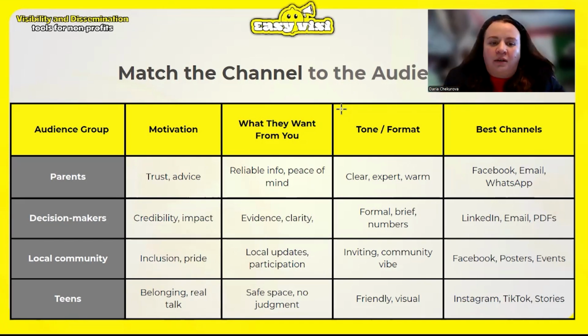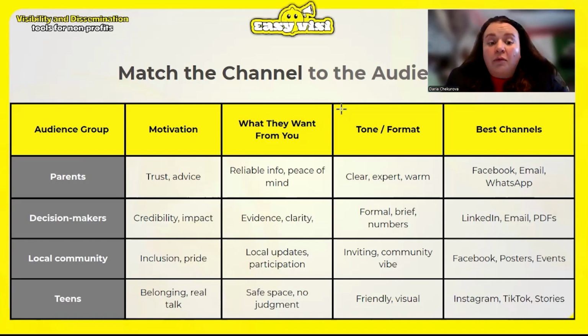Then decision makers: credibility and impact. What do they want from you? Evidence, clarity. Which tone? Formal, brief, format, numbers. Numbers are really good. A lot of decision makers like numbers. You can use emails, PDFs, or some reports on your website.